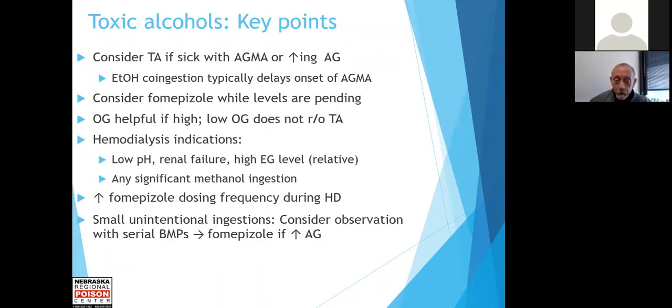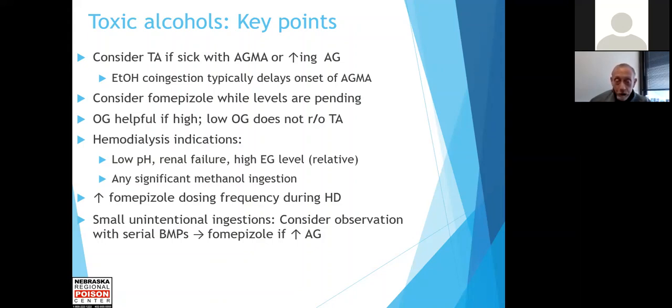So some of our key points is basically we have to look at these patients on a case-by-case basis. If we have somebody with an unexplained anion gap acidosis who's really sick, we suspect a toxic alcohol ingestion, we may well end up treating them with fomepizole while a definitive test is pending.